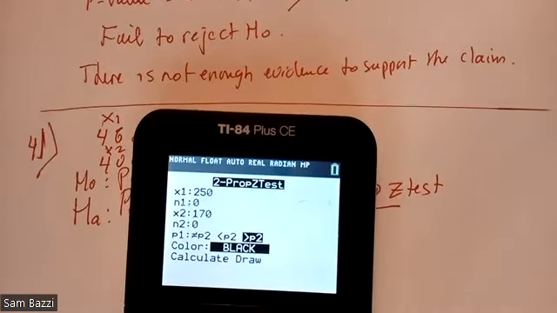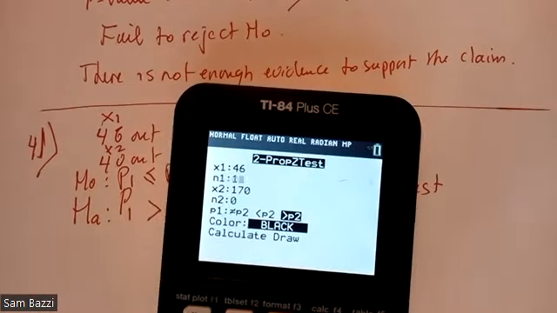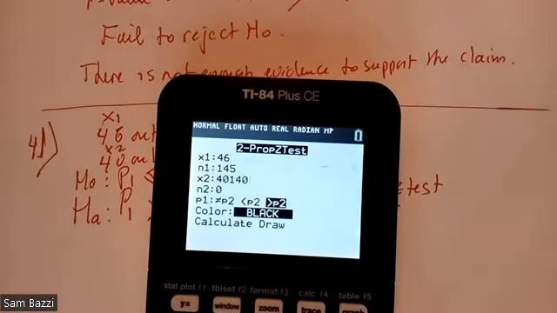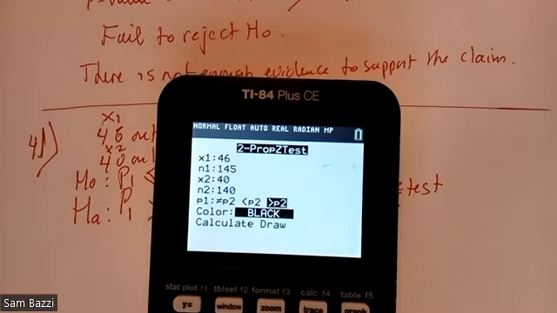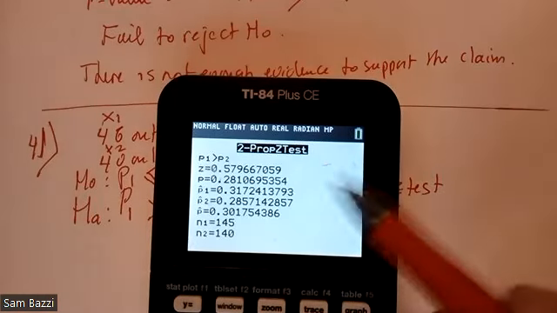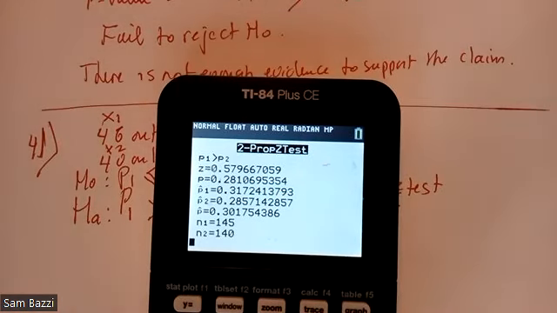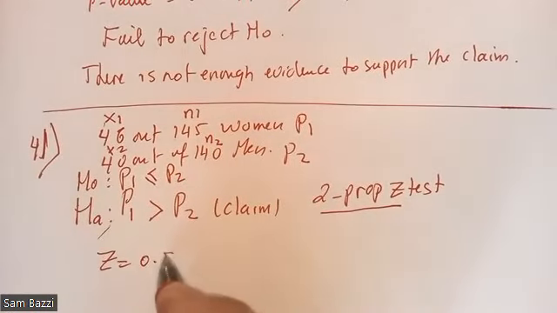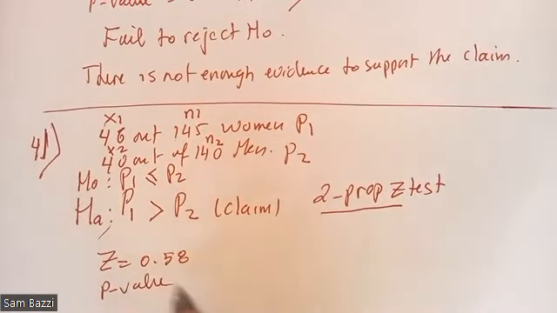Okay, X1, 46. N1, 145. X2, 40. N2, 140. N is a larger number, guys. Remember that. We need the alternative sign, which is a greater. So I selected. And let's do calculate now. Go faster. Okay, I need test statistic and p-value. So Z is 0.58. And look at the p-value, guys. It's huge.